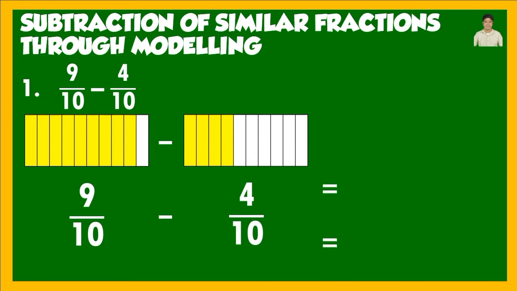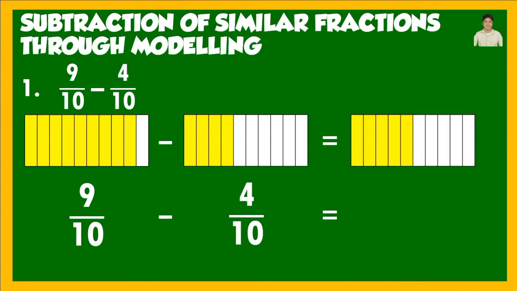So, subtract lang po natin yung ating mga numerators. So, 9 minus 4. As you can see, yung 9, babawasan mo ng 4, magiging 5 na lang po yung shaded portion. Imbis na dumagdag, mababawas kasi nga, subtraction po. And then, our answer is 5/10.